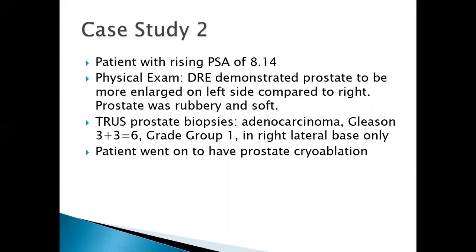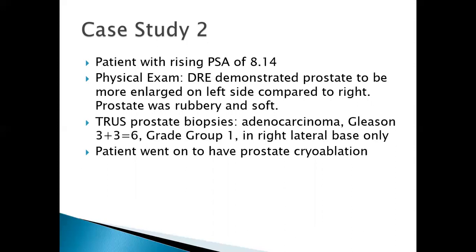The biopsy demonstrated adenocarcinoma, Gleason 3 plus 3 equals 6, which once again is grade group 1. And there was only tumor in the right lateral base. Okay, so not a whole lot of cancer in there. All right, and low grade group. So that's good. So the patient actually ended up having a prostate cryoablation. All right, so we're going to go ahead and assign the clinical T.